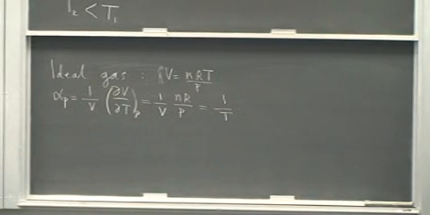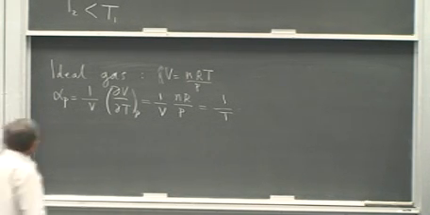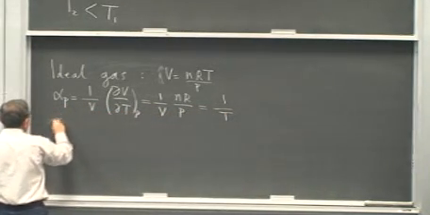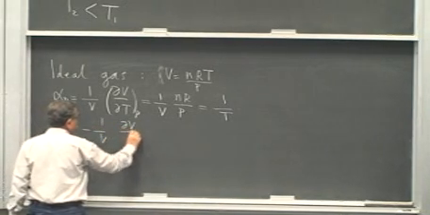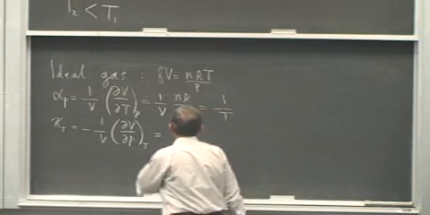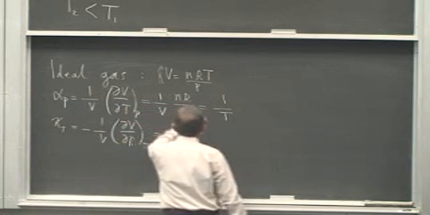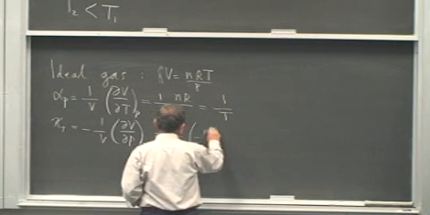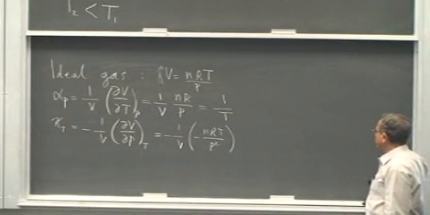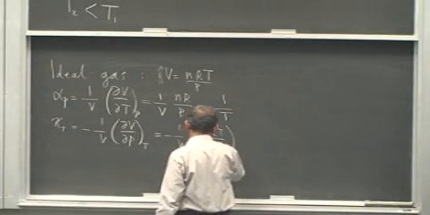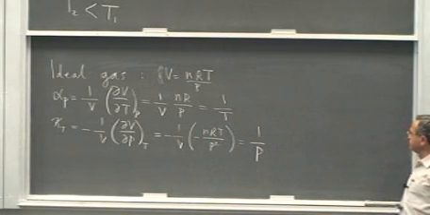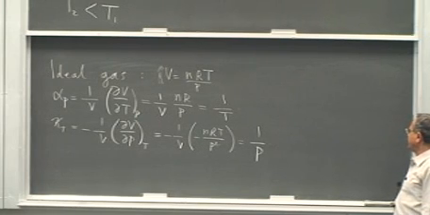Unless it is specified that this is an ideal gas, it will be taken to be a non-ideal gas. So for ideal gas, alpha P is equal to 1 over T, and kappa T is minus 1 over V dV by dP at constant temperature, and this is equal to minus 1 over V times minus nRT over P squared. And nRT over V is equal to P, so P and P cancel out, minus minus cancel out, and this is equal to 1 over P. So for ideal gas, the isothermal compressibility is 1 over P.